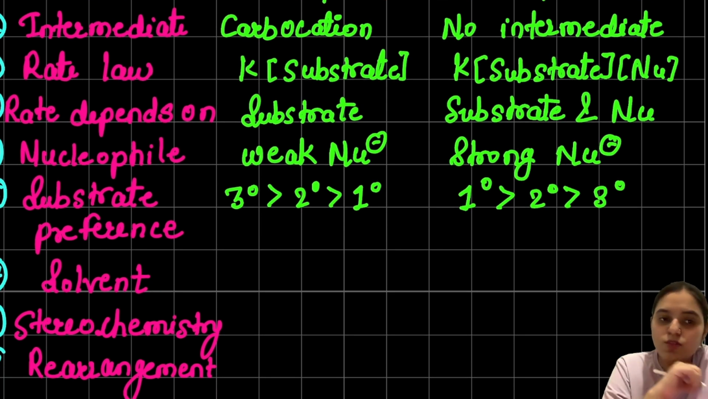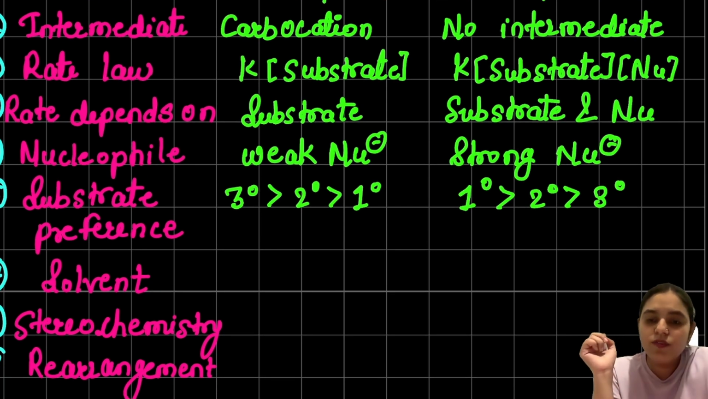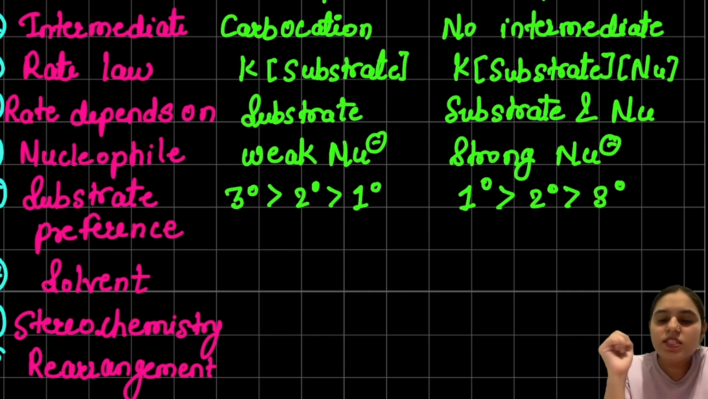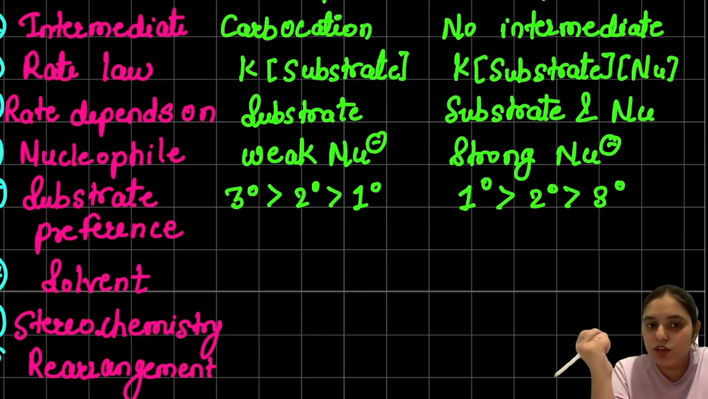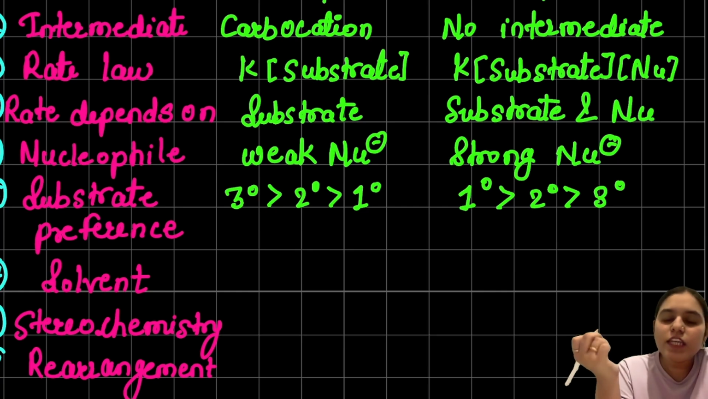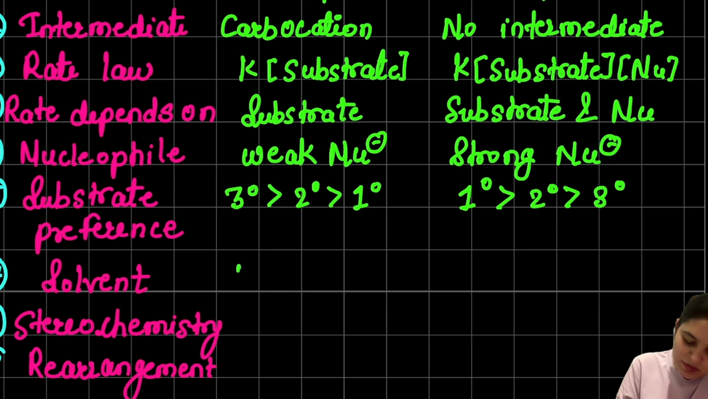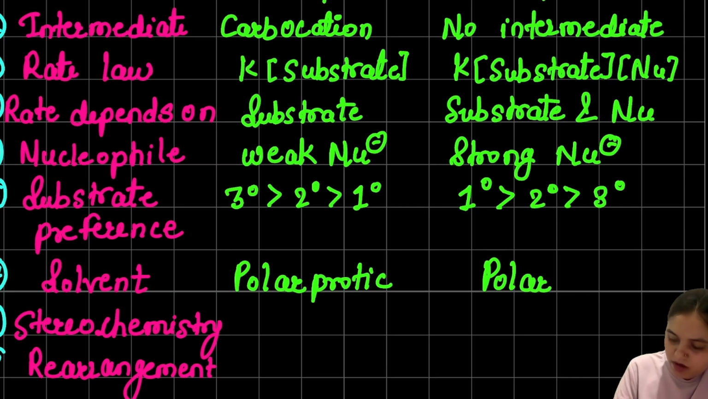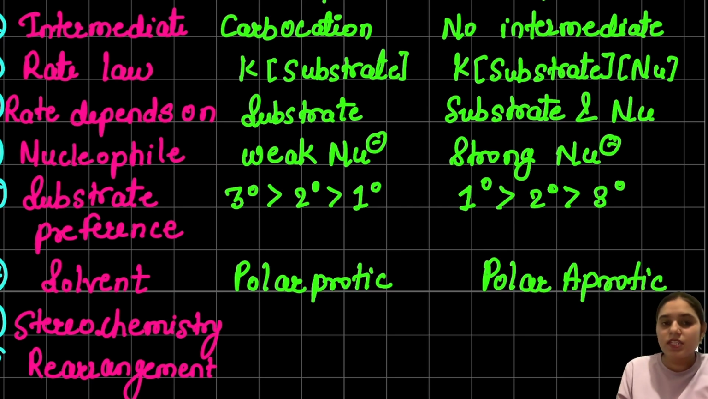Next point is solvent. SN1 reactions are favored by polar protic solvents such as water and alcohols. SN2 reactions are favored by polar aprotic solvents such as DMF, DMSO or acetone. So SN1 is favored by polar protic solvents, and SN2 is favored by polar aprotic solvents.